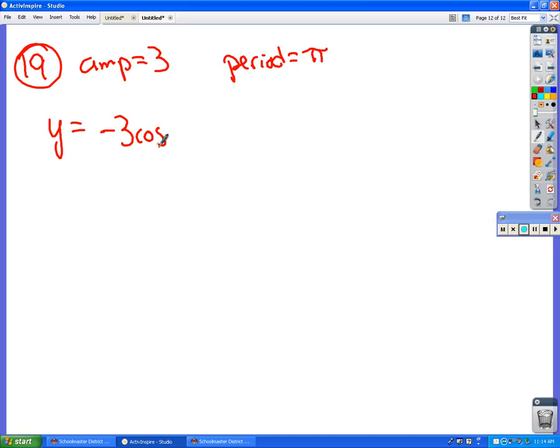Okay. Definitely. And then since the period is pi, 2 pi over pi, the pi's cancel, so you get 2x. We did that last part. It's the same thing as we were doing on the other one. Basically, you just divide 2 pi by the period. By looking at the picture, it completes one cycle in a distance of pi.